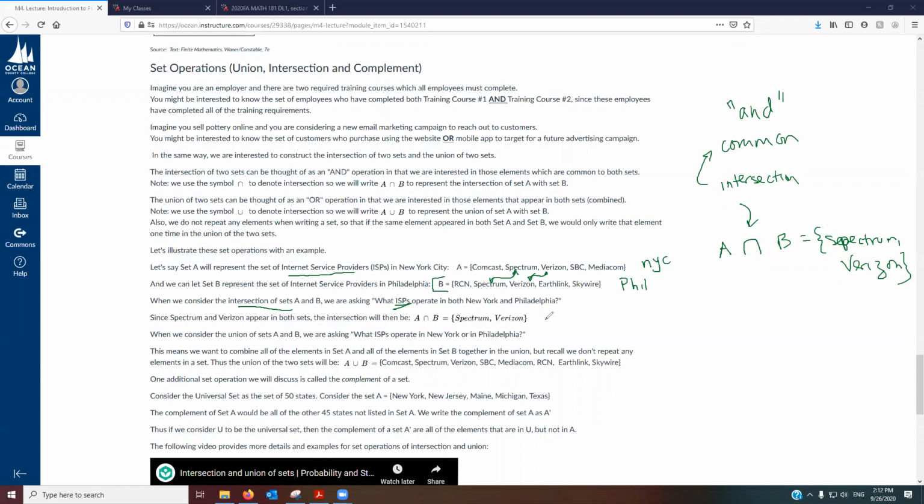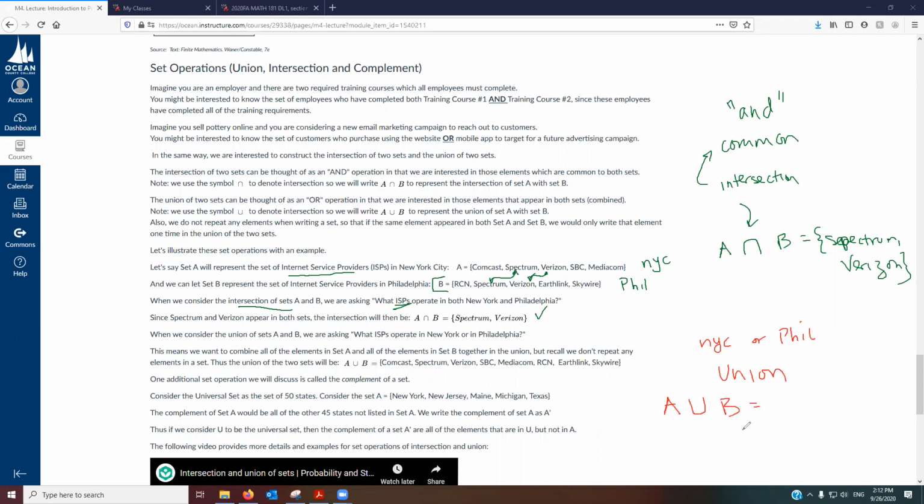Okay, so that's intersection. How about union? Union is a different question. What if I said to you, what operators are in New York City or Philadelphia? We call this the union. And that would be A ∪ B. The symbol U means union.